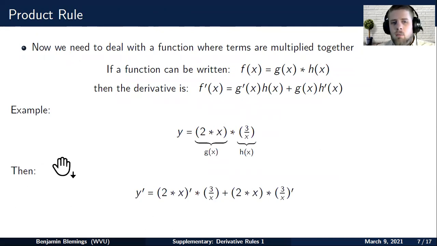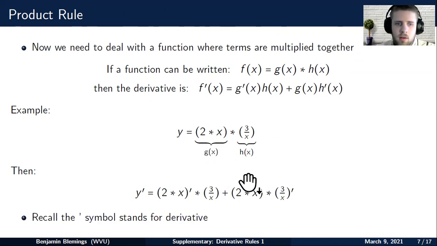Then we know that from the product rule, y prime equals the derivative of 2 times x, times 3 over x, not the derivative, for lack of a better word, at all. And then plus 2 times x, not the derivative form, and then times the derivative of 3 over x. So this h of x is 3 over x. We took the prime of g of x on the first side, and then multiplied it by the other function without needing to take its derivative first. And so recall the little apostrophe symbol stands for derivative or prime.